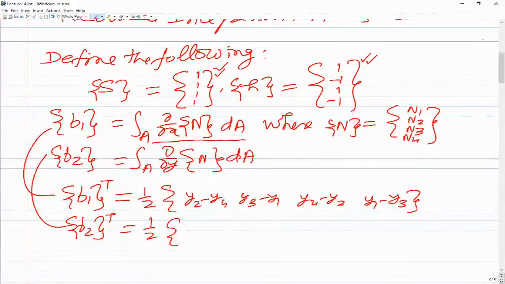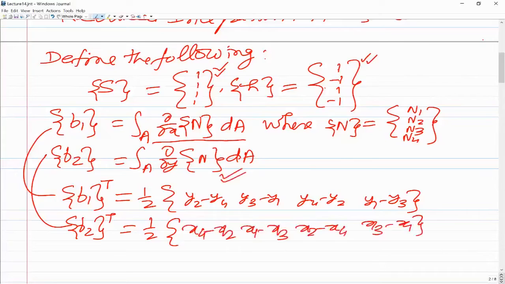And similarly, if you actually do this calculation, you can show that b2 transpose would be half of x4 minus x2, x1 minus x3, x2 minus x4, and x3 minus x1. So do you get the physical meaning of b1 and b2?